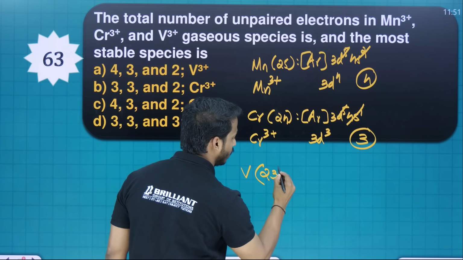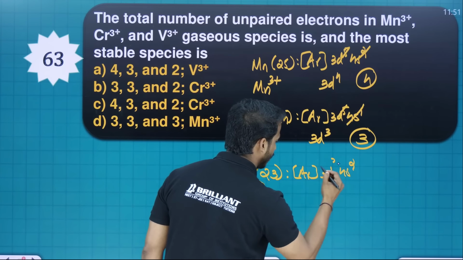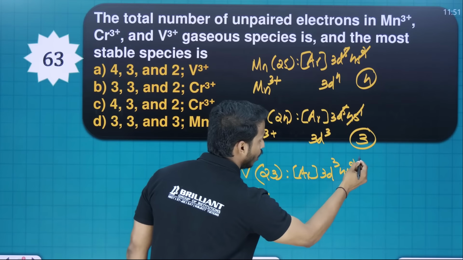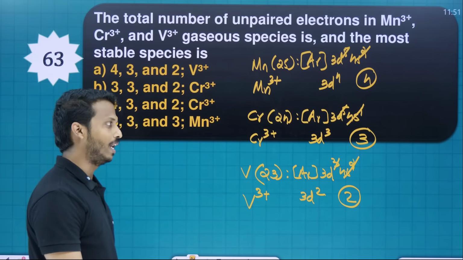Scandium, titanium, vanadium, 23. So 23 means what we can write? 4s2 3d3. But vanadium 3+ means 2 from here, 1 from here, 3d2. How many unpaired electrons? 2 unpaired electrons.